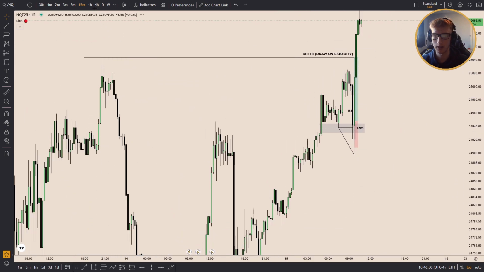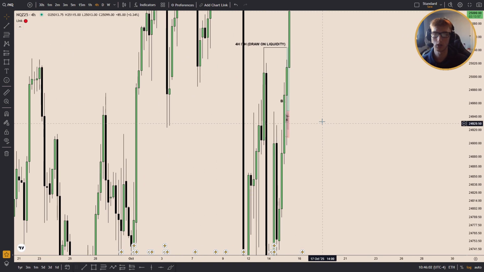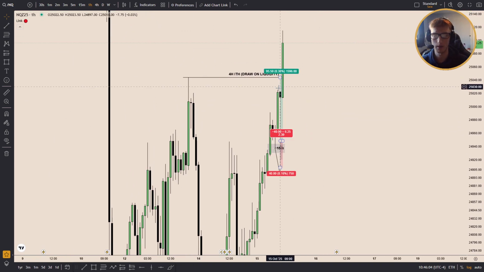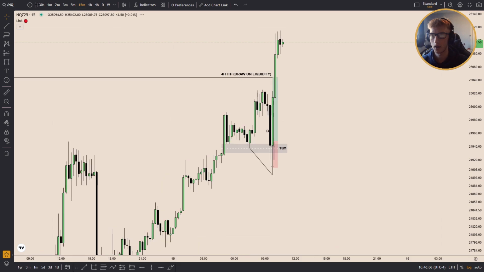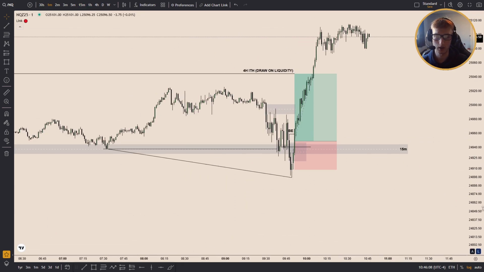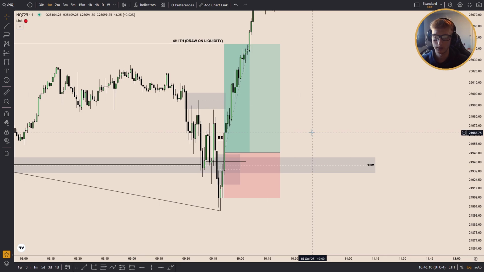When we have a draw like this that we haven't gone to yet, and we're so close, you have to wait for this level to hit before shorting for sure. And in doing so, you can definitely long to that target.